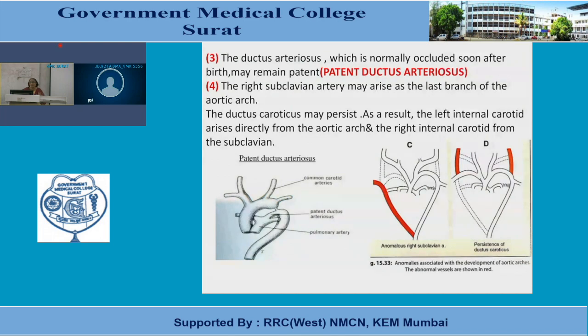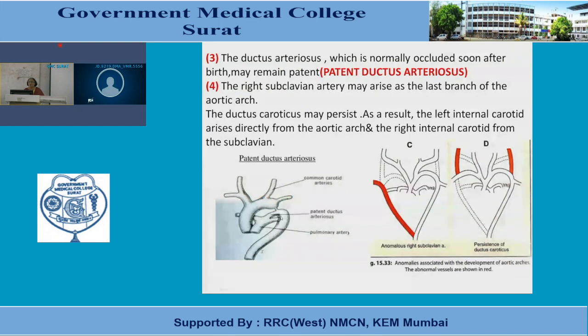What is patent ductus arteriosus? What is happening in the PDA? It's shortly called the PDA. The ductus arteriosus on the right side, along with the sixth arch artery, is normally occluded soon after birth. If it does not occlude and remains patent, that is called the patent ductus arteriosus. Now here in the diagram you can see on the right side, it remains patent.